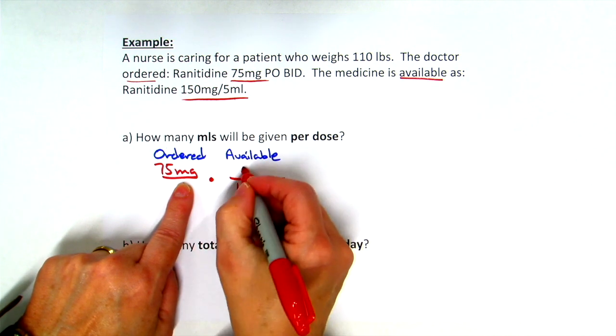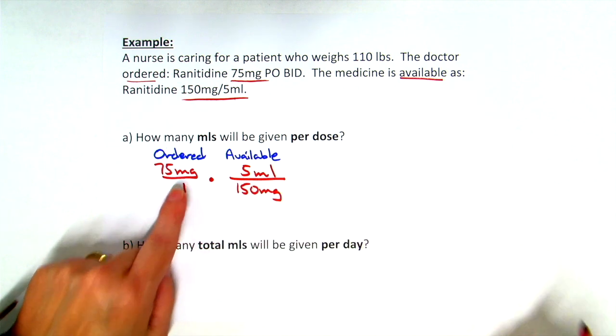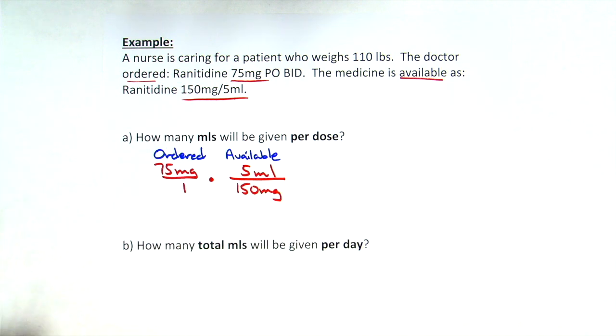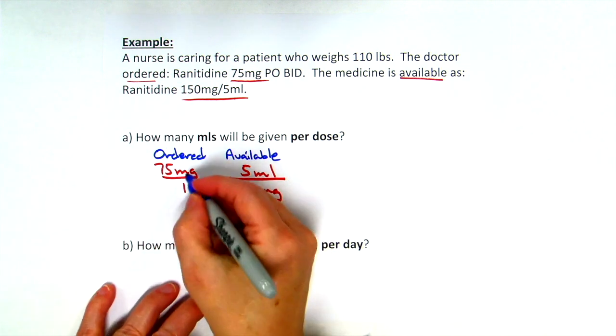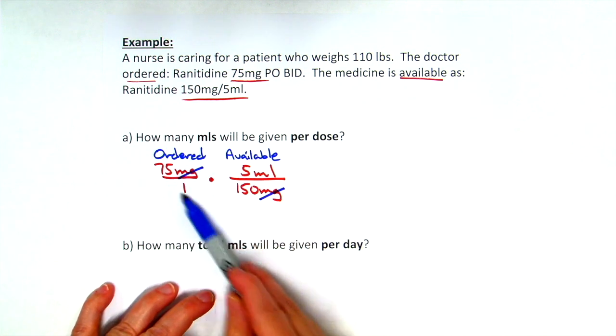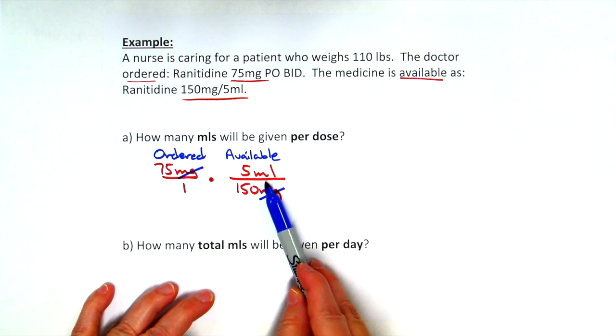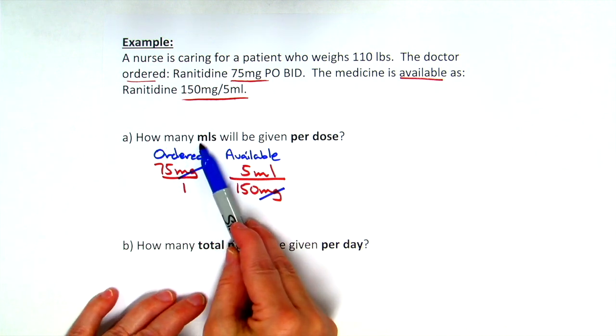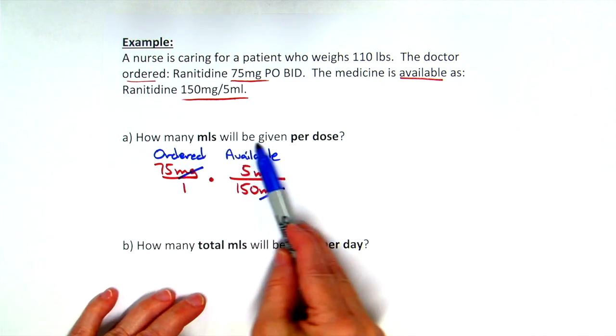I'm going to write the 5 milliliters on the top. All right, that's going to allow me to cross out milligrams and milligrams. Take a look at everything that's left. The only label that's left is mLs. That's what the question asked for: how many milliliters will be given per dose?